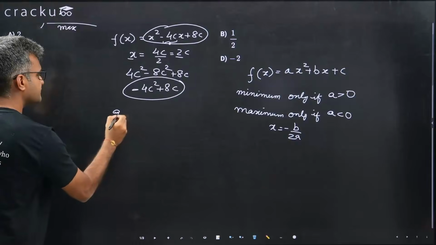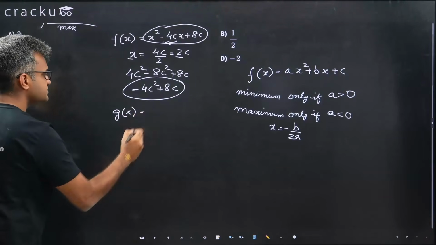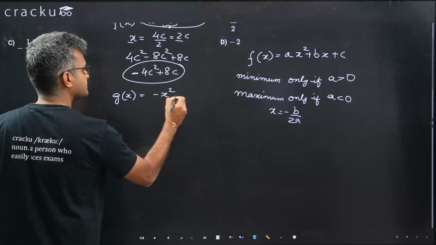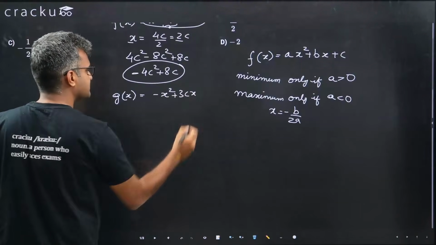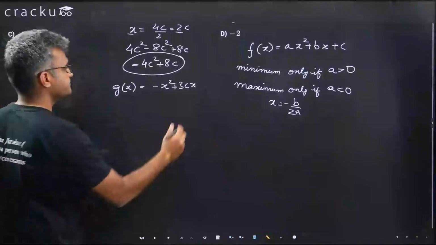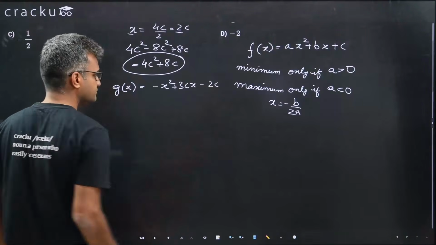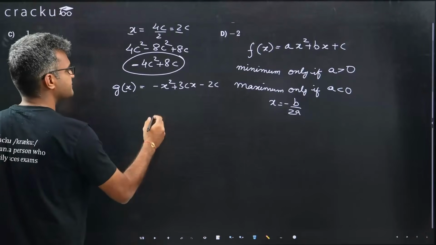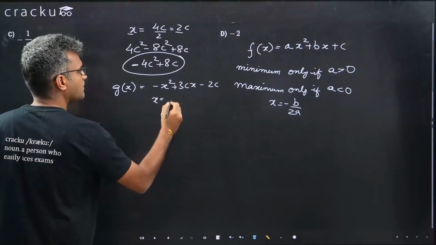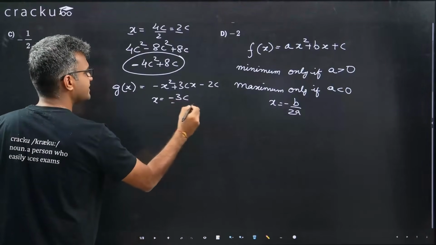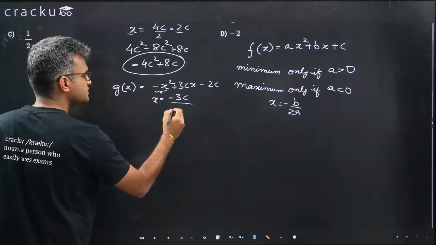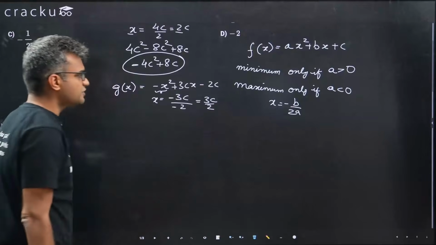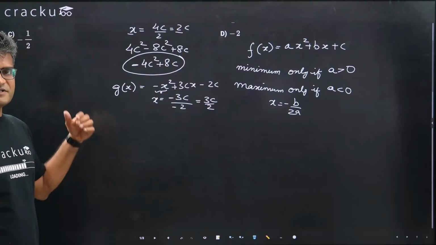Let us now look at g of x. g of x is equal to minus x square plus 3cx minus 2c. Now, at what point will it have its maximum value? It will have its maximum value when x is equal to minus 3c divided by minus 2, which is equal to 3c by 2. So, when x is equal to 3c by 2, g of x will have its maximum value.